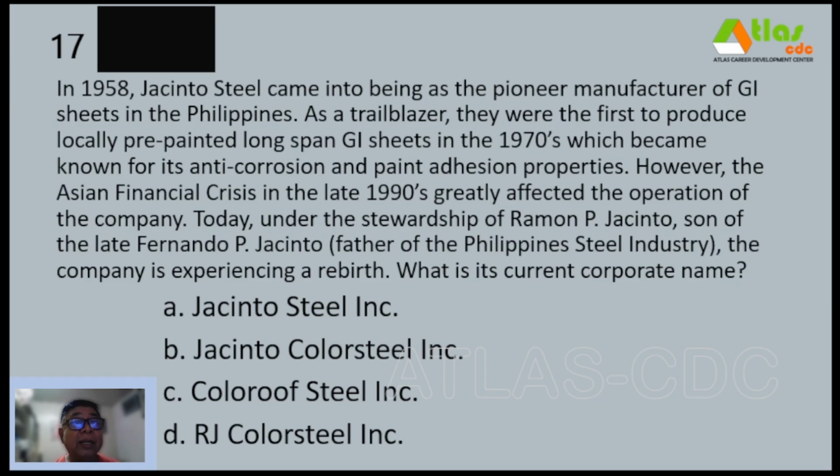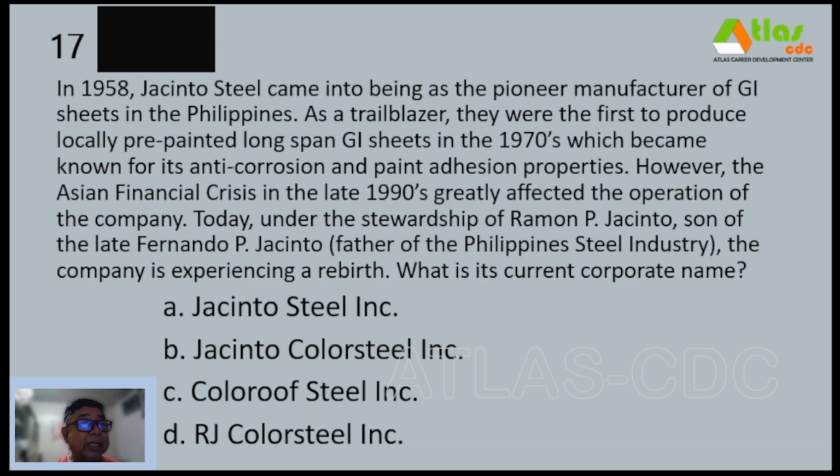17. In 1958, Jacinto Steel came into being as the pioneer manufacturer of GI sheets in the Philippines. As a trailblazer, they were the first to produce locally pre-painted long-span GI sheets in the 1970s, which became known for its anti-corrosion and paint adhesion properties. However, the Asian financial crisis in the late 1990s greatly affected the operation of the company. Today, under the stewardship of Ramon P. Jacinto, son of the late Fernando P. Jacinto, father of the Philippine steel industry, the company is experiencing a rebirth.